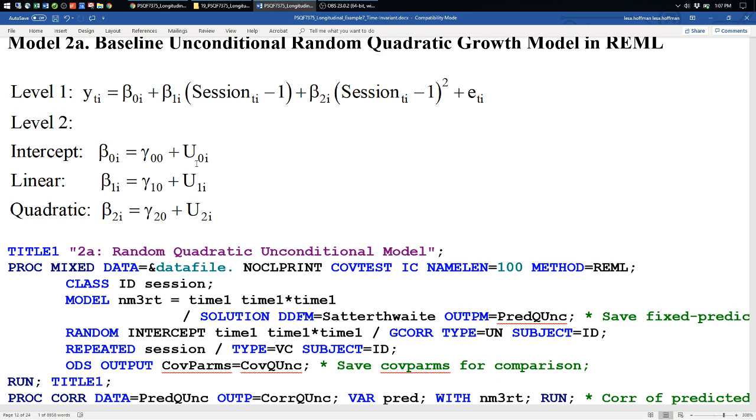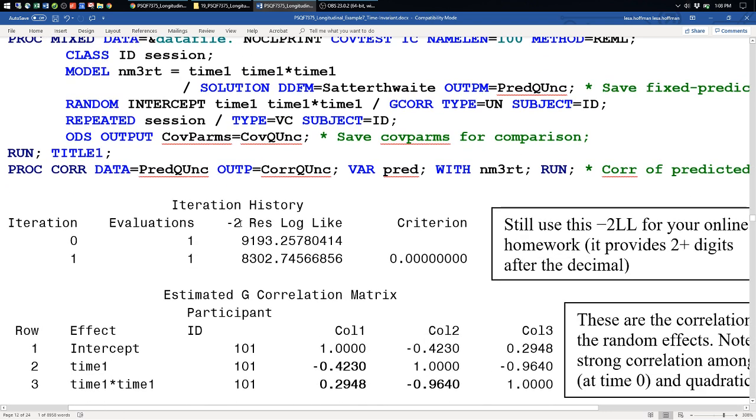Why would I start here? And why would I report this model in practice? It's a baseline. It's an unconditional model of change, or unconditional growth model, whatever you want to call it. The term unconditional means addressing time, but without considering other predictors. So these U's here are as much variance as there is to be explained in the intercept, linear time, and quadratic time slopes. So it's my new baseline.